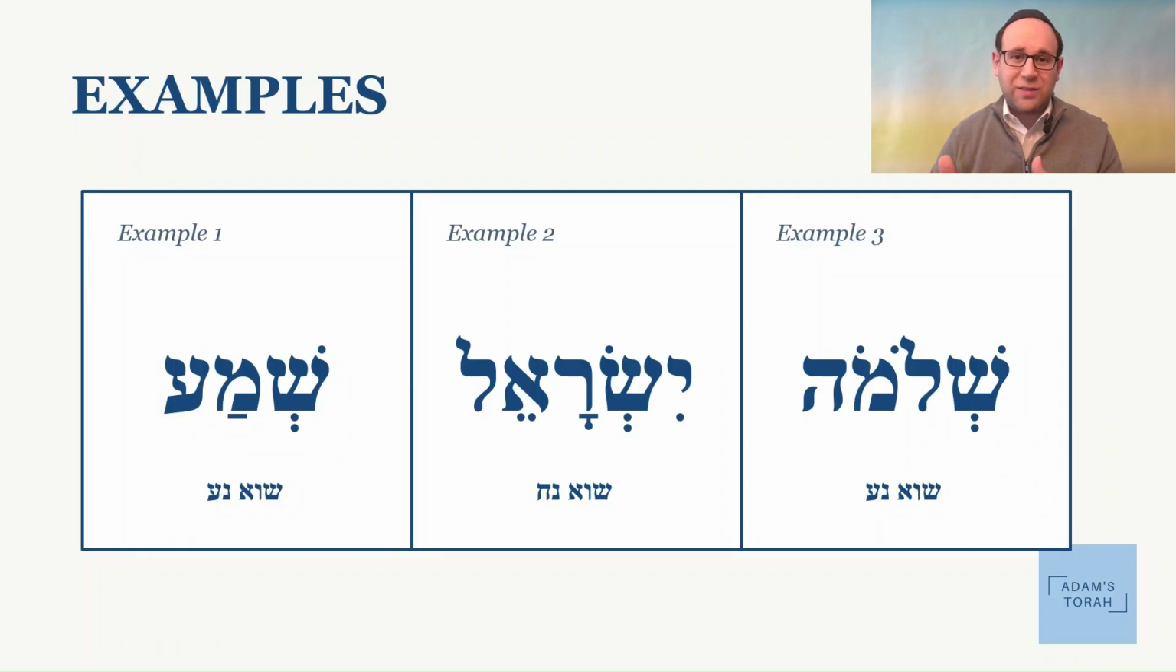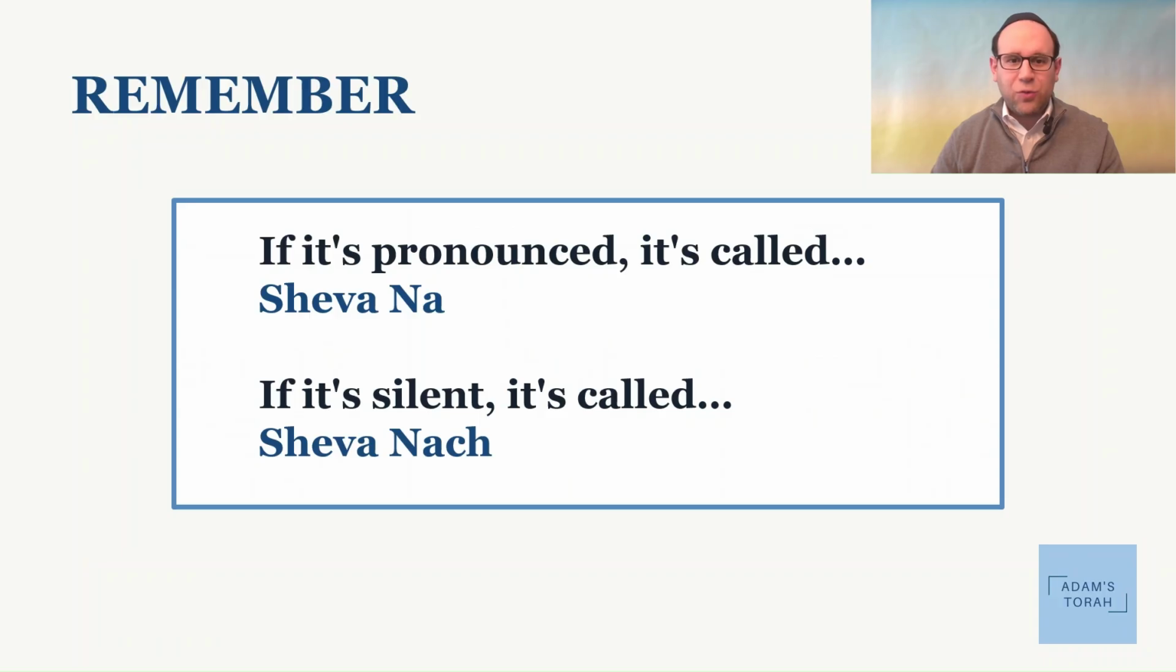Sometimes this Sheva is a Sheva Na, as you have in the word Shema. Sometimes it's Yisrael. Another example, just to give you another way of seeing it, with the same letter Shin, is the word Shelomo, the name Shelomo HaMelech. That is a Sheva Na, and it's pronounced Shelomo. So remember, sometimes it's pronounced, that's called a Sheva Na, and I want us to know these terms. Sometimes it's silent, it's called a Sheva Nach.